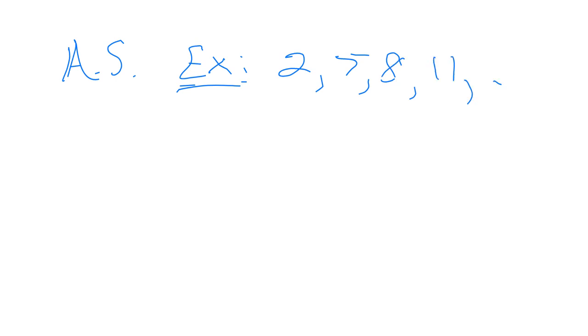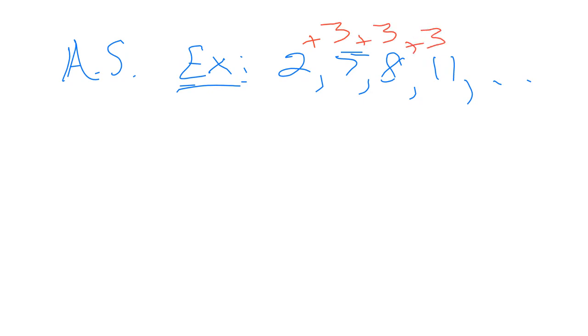Anyway, so if we have an arithmetic sequence, an example of this would be like 2, 5, 8, 11, etc. Basically, what we're doing to each term is we're adding 3 each time. So you might have learned something like this.